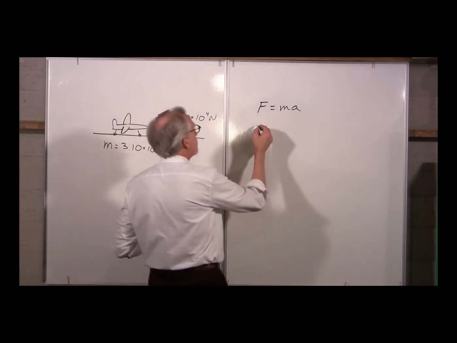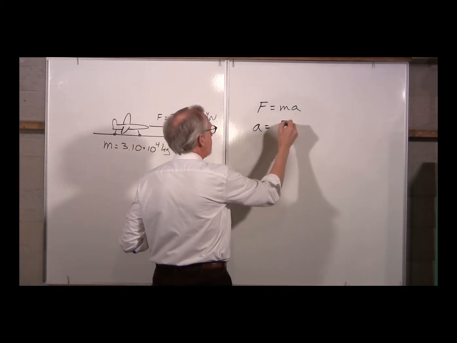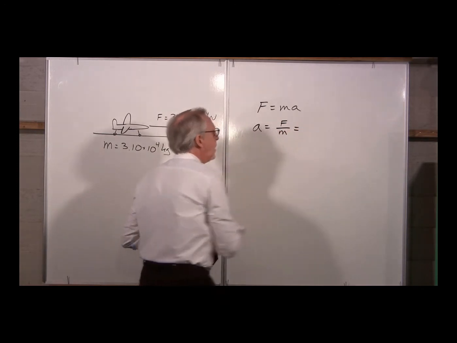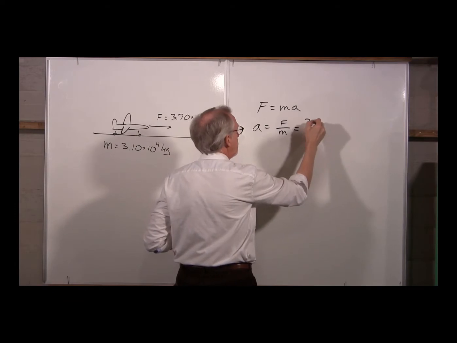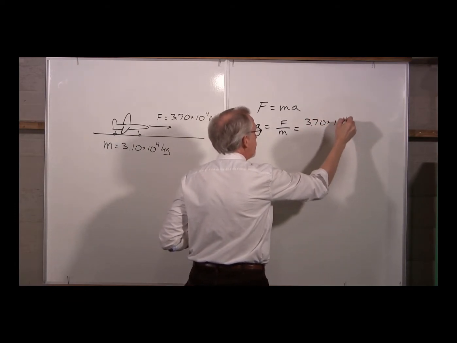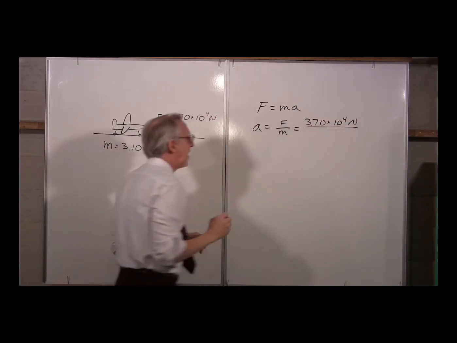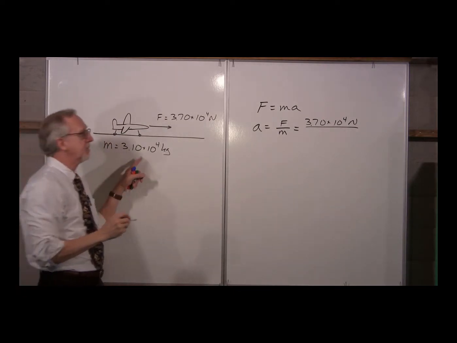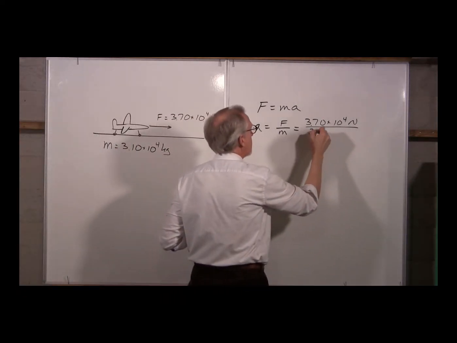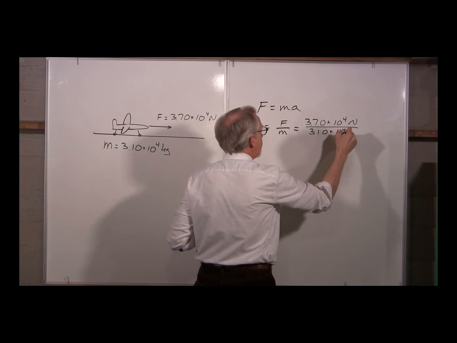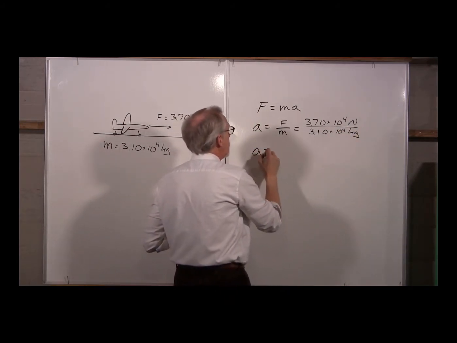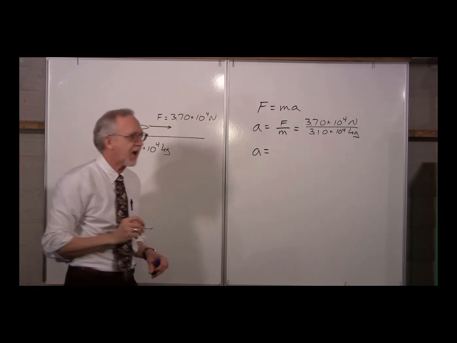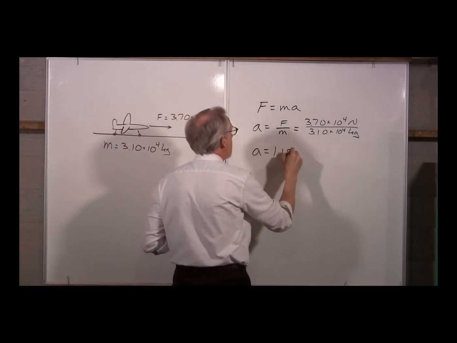So we know the acceleration of the plane is F over m, which is the net force, 3.70 times 10 to the 4th newtons, divided by the mass, 3.10 times 10 to the 4th kilograms, which leaves us with an acceleration, dividing that out, of 1.19.